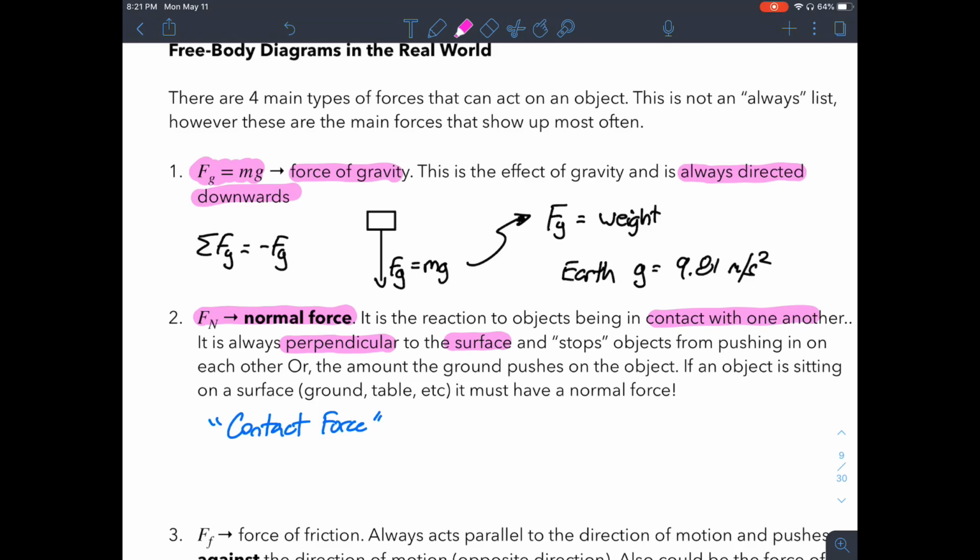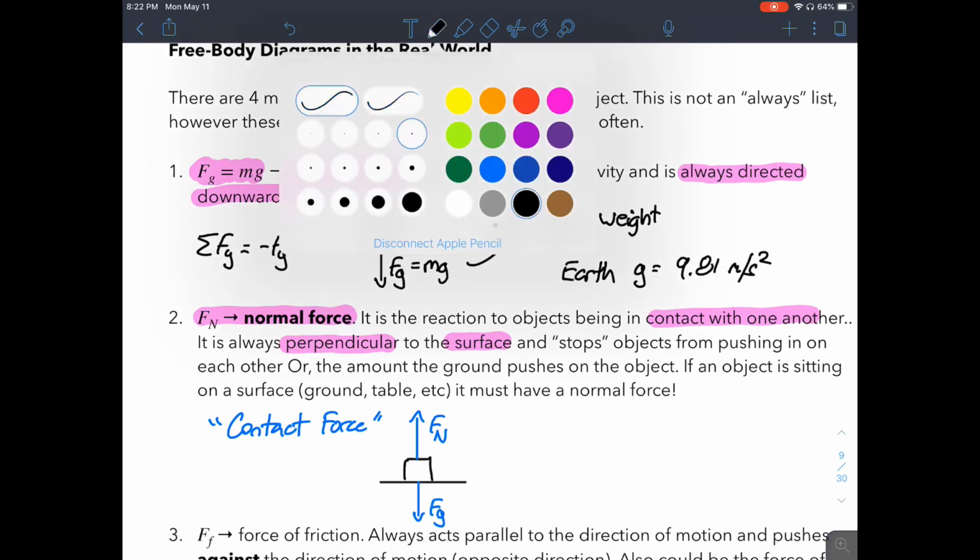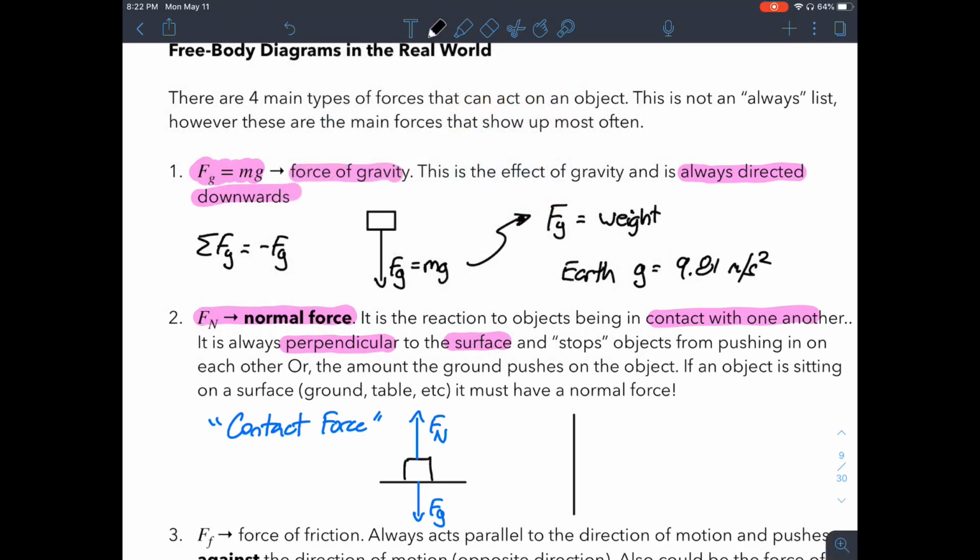It's Newton's third law, the opposite reaction force to contact, okay? If you have any type of contact, you must have a normal force. So we can have a whole bunch of different options here. The first option being a box just sitting on the ground, where we have the force of gravity pushing it down, but we're going to get the normal force pushing it up, perpendicular to the surface. So that's option one.